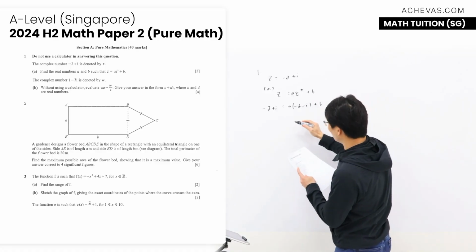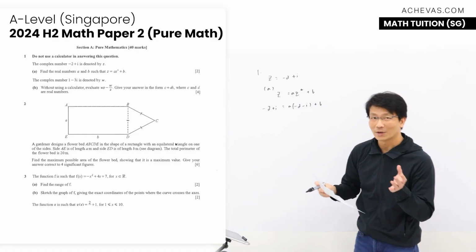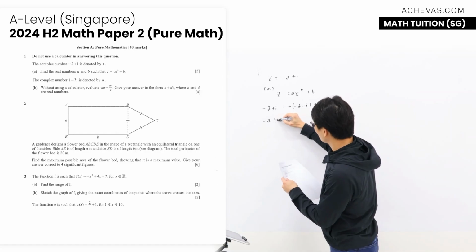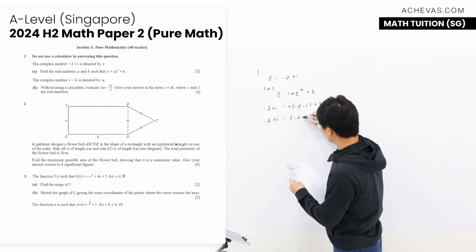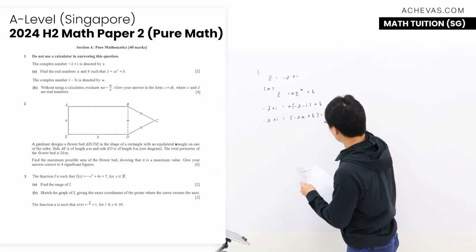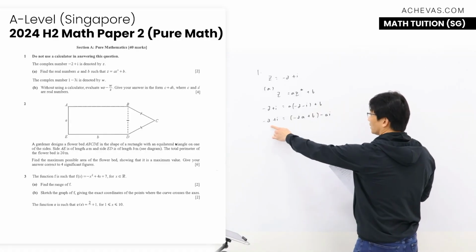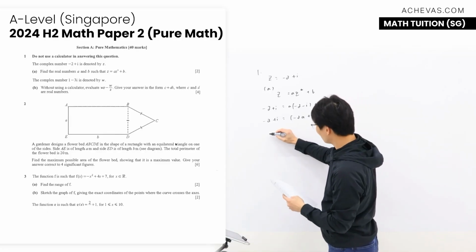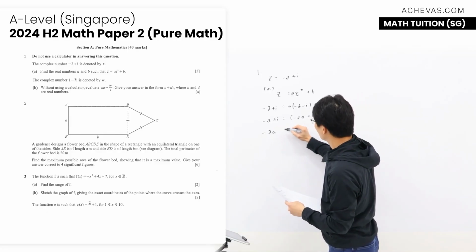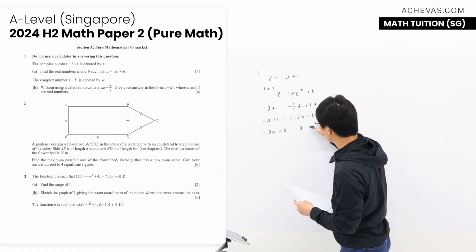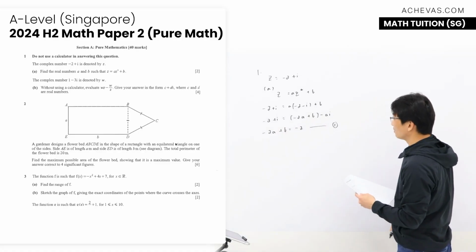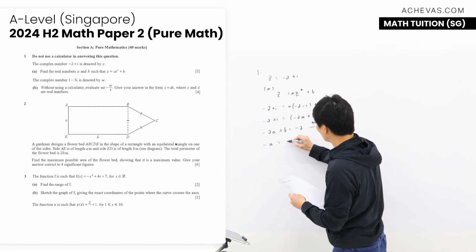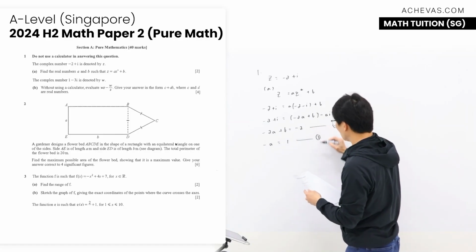We can do an arrangement of this by grouping all the real part together and imaginary part together. We will get -2 + i = (-2a + b) - ai. Now we can do a comparison of the real part and imaginary part, and extract out two simultaneous equations. We get -2a + b = -2, let's call this equation 1, and for the imaginary part, we have -a = 1, which we call equation 2.